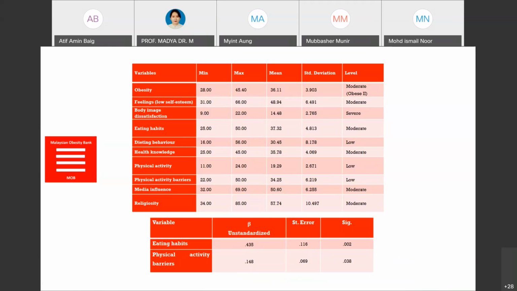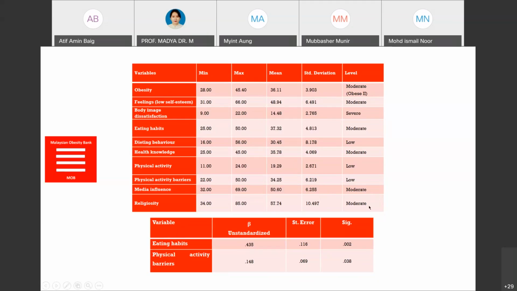There's something very interesting. Because of that, even what we call obesity regret, like you want to buy something, want to buy two things together, later you regret. Like clothes and dresses, all those kinds of things. So these things are very severe in Terengganu basically. Well, now we move on. We do have health knowledge. We do have physical activity barriers, which is low here. Media influence is moderate, and religiosity is moderate.